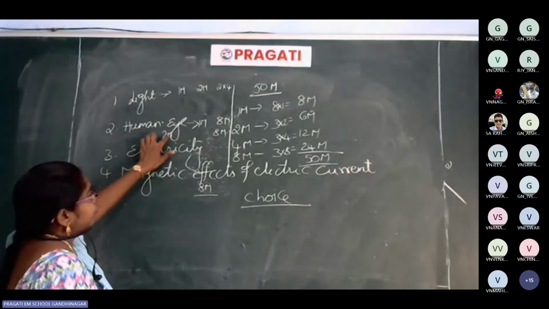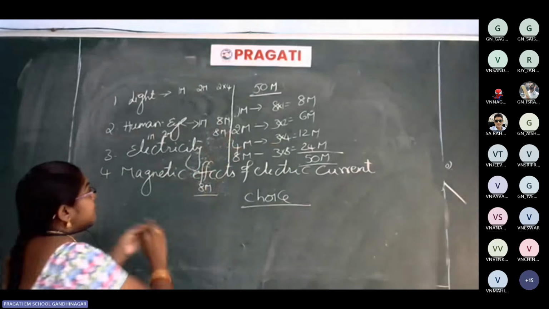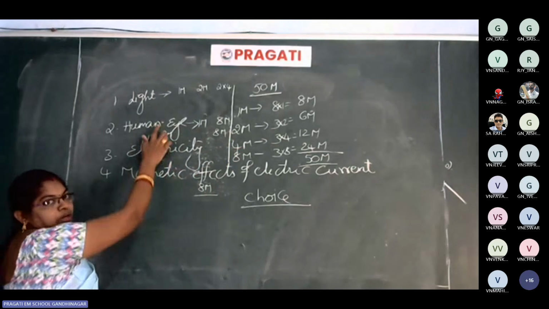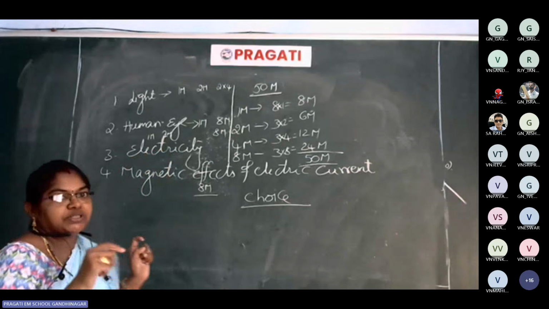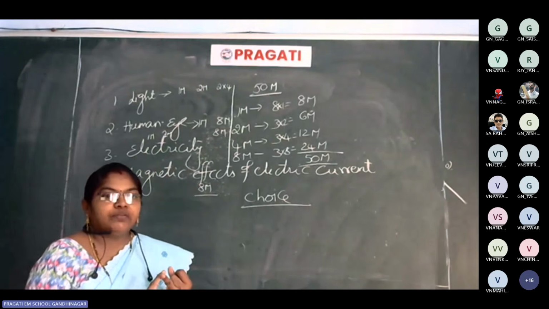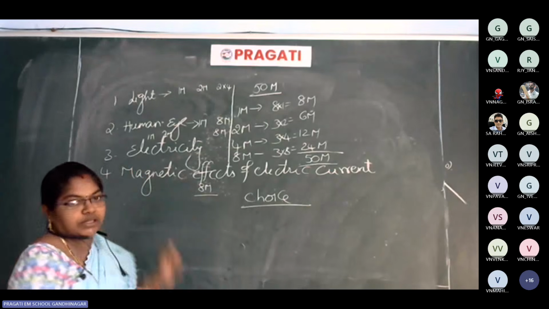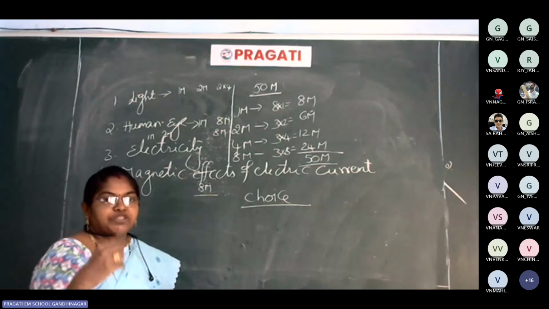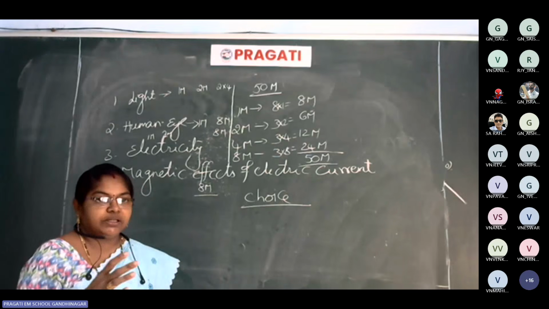And human eye, 1 mark and 8 marks. This is the internal choice of human eye and electricity question. Human eye and electricity, 8 marks questions, we are getting internal choice. One is from human eye and another one is from electricity lesson. And next, another 8 marks question from chemistry part. Sir will explain it in detail.